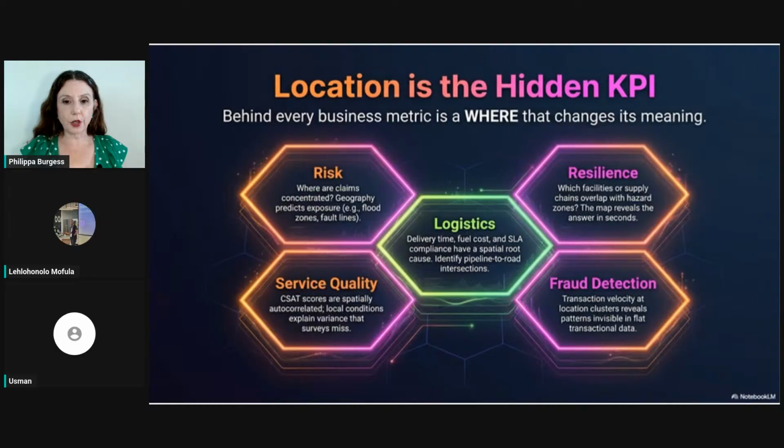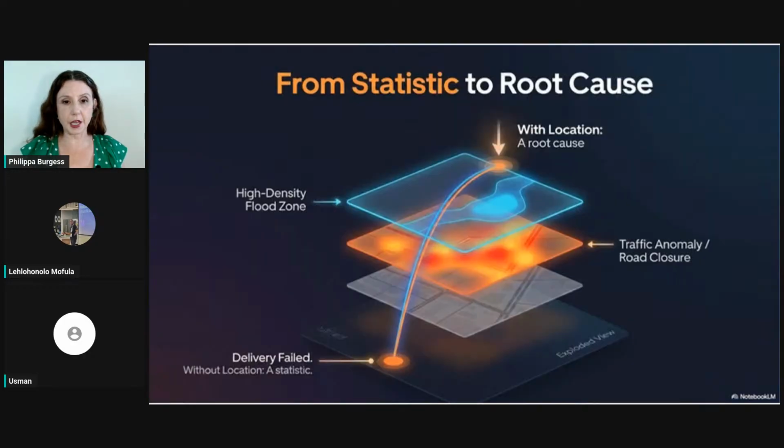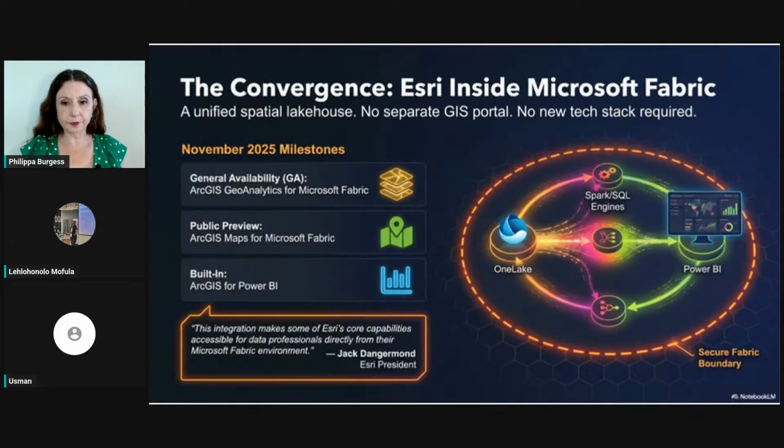And so you can look at risks, logistics, resilience, service quality, fraud detection. All of that is inside of location. And so you can get from static to root cause. So you can look at a flood zone, you can look at traffic anomalies and road closures, you can look at, why was there a delivery failure? And you can see that all with these sort of map layers.